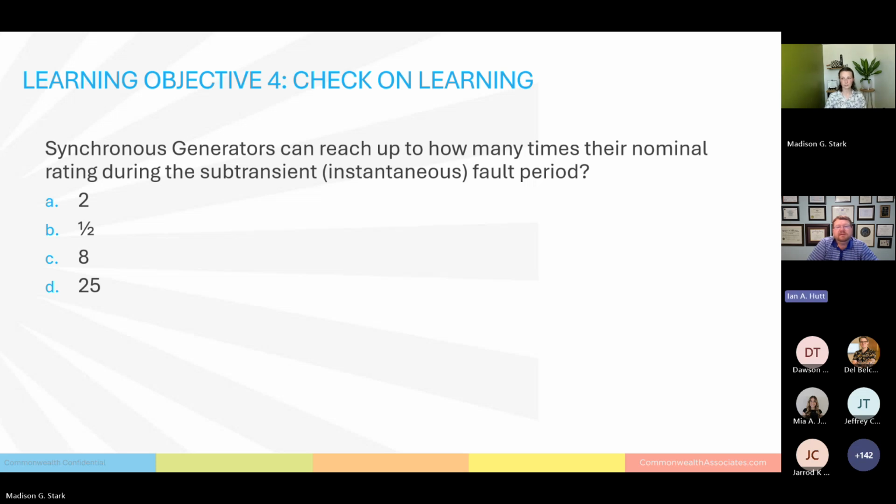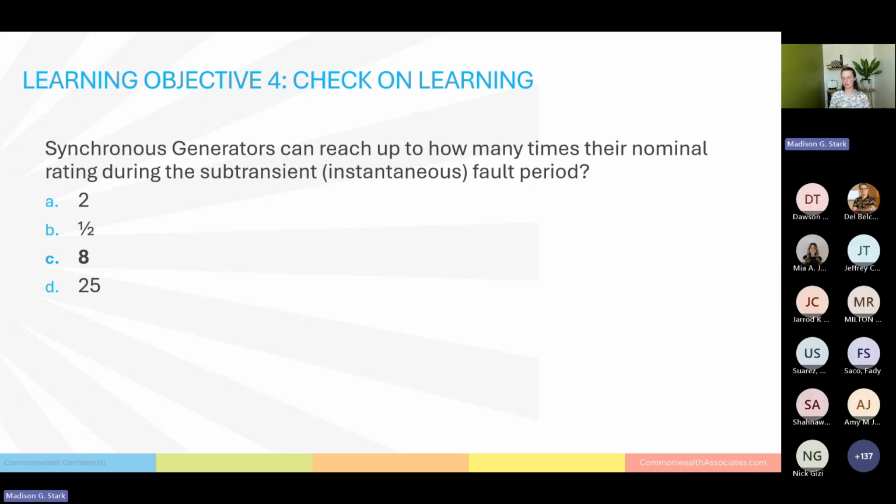Responses are coming in. Overwhelmingly, 8 times nominal rating. Fantastic. That is absolutely correct. So 2 is about the peak that you'll see, really the absolute highest, for inverter-based resources. 1/2 would be devastating for the grid, so let's hope that doesn't happen. And 25 times your nominal value would be incredibly hard to design a system around. So 8 is probably a good number.